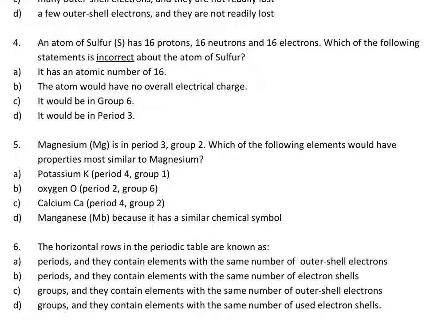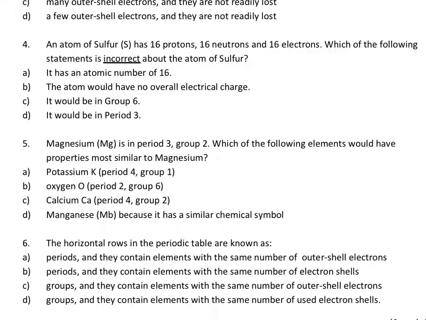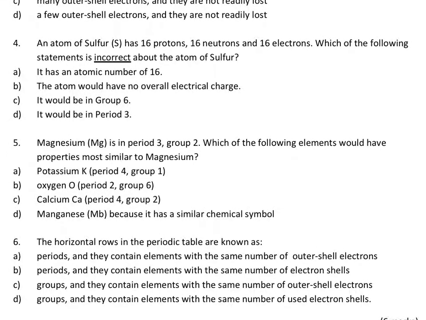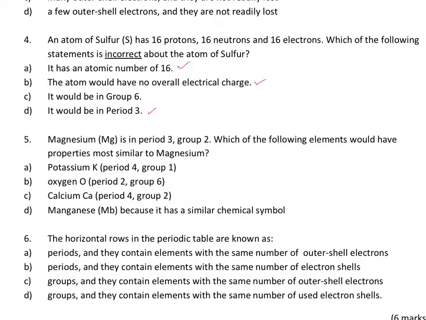An atom of sulfur has 16 protons, 16 neutrons, and 16 electrons. Which of the following statements is incorrect about the atom of sulfur? It's got an atomic number of 16. Well, that can't be the wrong answer because it's got 16 protons, so it would have an atomic number of 16. The atom would have no overall electrical charge. It's an atom, so it doesn't have any electrical charge. It would be in group 6, maybe. Let's check the last one. It would be in period 3. It is in period 3, so this must be the incorrect answer. It would be in group 6 is incorrect.